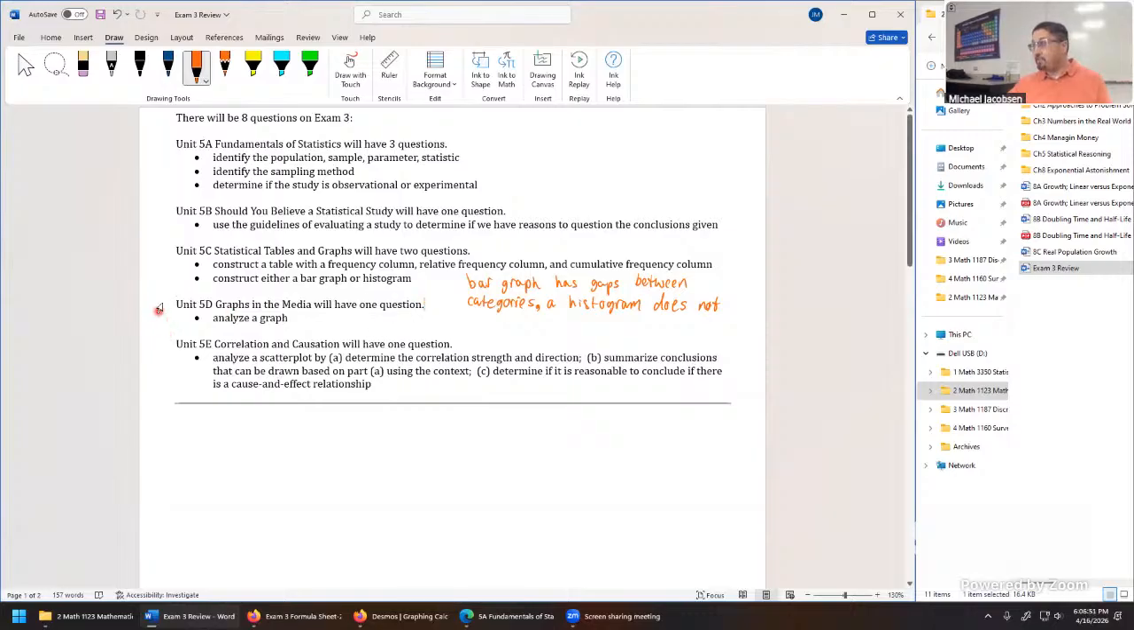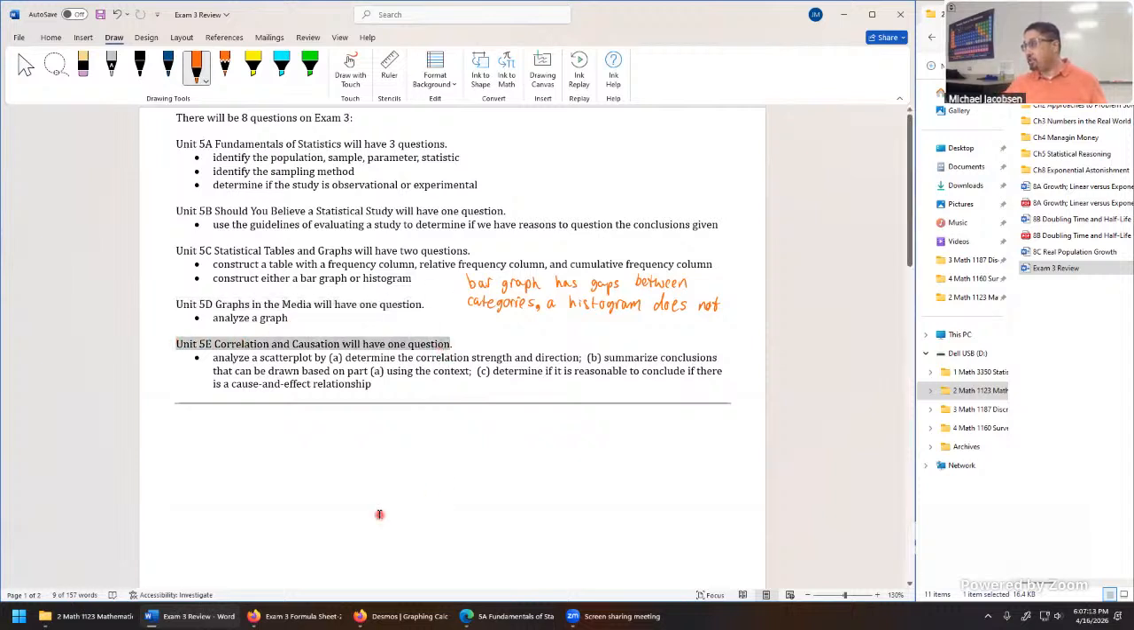Then going beyond that, Unit 5D was a little bit longer. The graphs were a little bit trickier, but I only asked one for this particular exam. You're only going to analyze one graph. So take a look at what you did on the quiz, what we did on the lecture notes or the new sample exam, and that'll give you a good idea of what all could happen on that one question there.